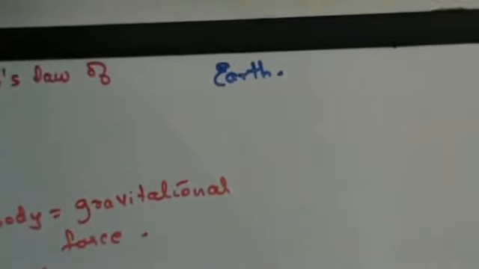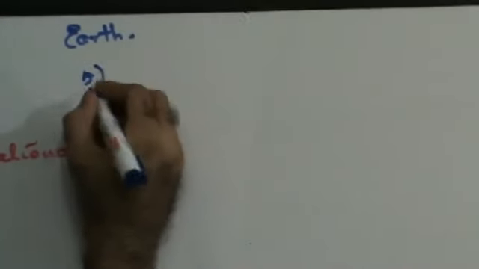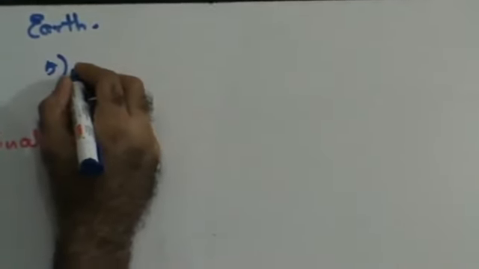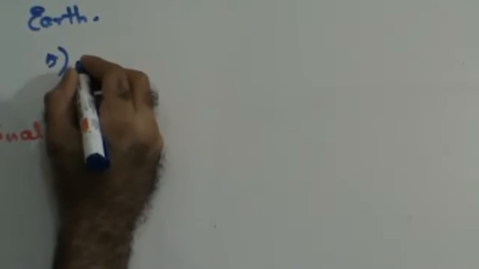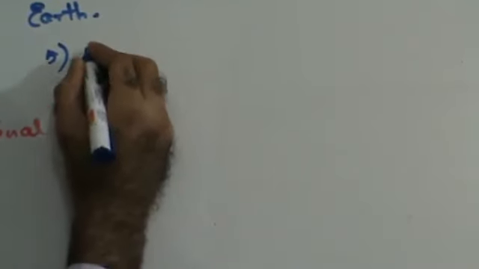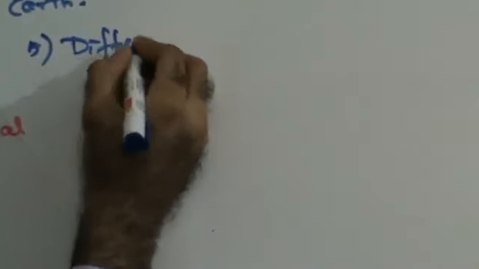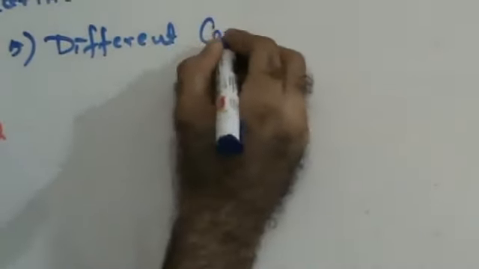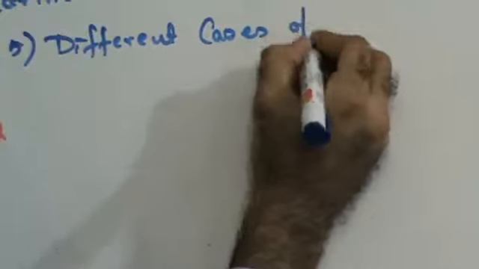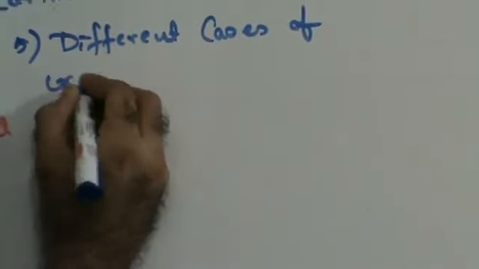Now let us see what happens if my critical velocity is not accurate. Let's consider four cases that may arise depending upon the critical velocity of projection. Different cases of critical velocity.